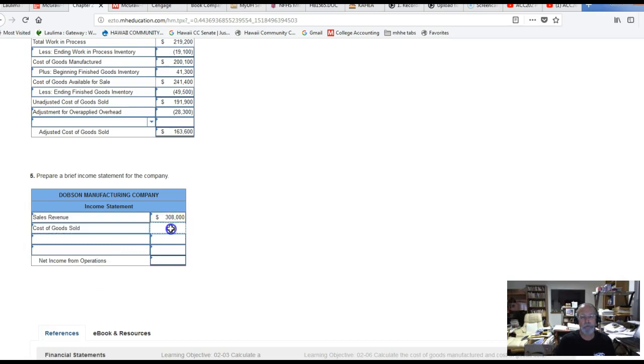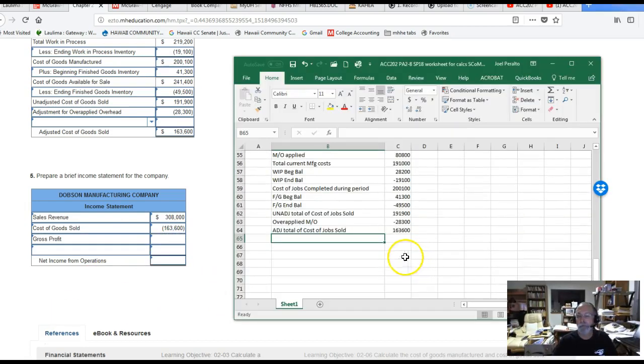Cost of goods sold or cost of jobs sold, and I think I should probably show this as a negative amount. Sometimes I want it as a positive amount, but I'm going to show it as a negative amount. Minus 163.6. It is subtracted, and so when we subtract cost of goods sold from sales revenue, the difference is our gross profit. And I'll do it on the Excel spreadsheet.